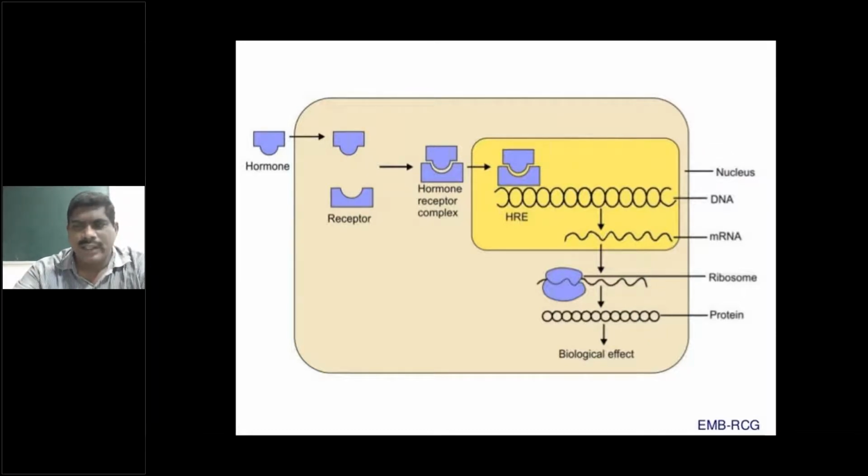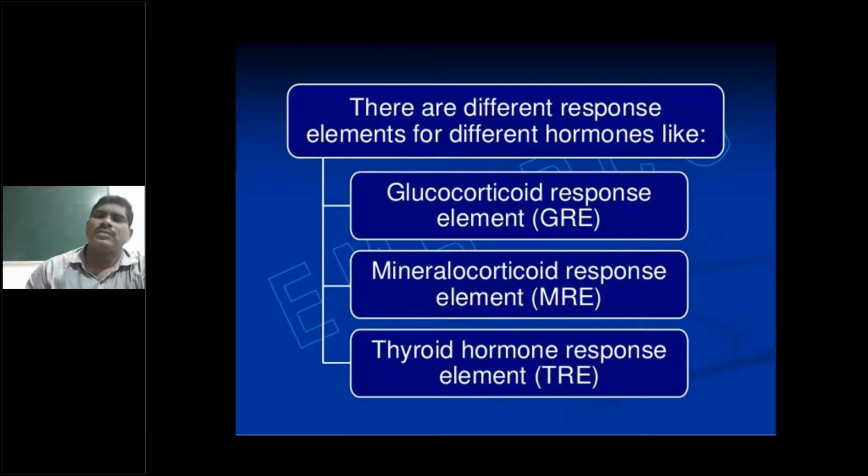Cholesterol, how many carbons? It is a 27 carbon compound. So students, there is no need to memorize all these things. Just try to remember that the parent for aldosterone, cortisol, and testosterone is cholesterol. As you already know, this is a 27 carbon compound.